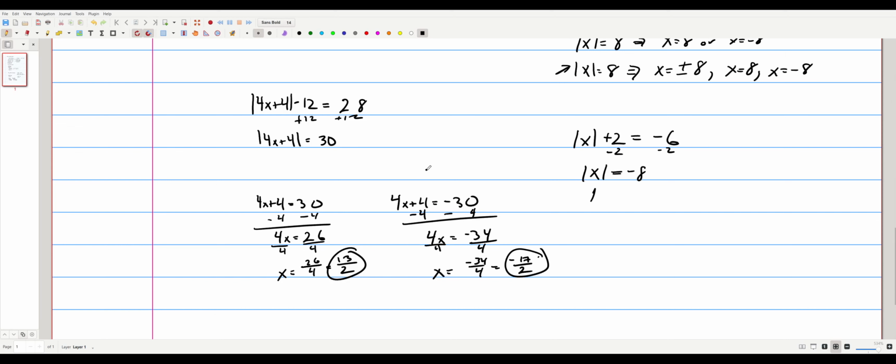Now, what did we say about absolute value equations? Can they ever output negative numbers? No, right? And so this would have no solution, because no matter what number you plug in for x, it's never going to give you negative 8. It's only going to output values that are 0 or larger.